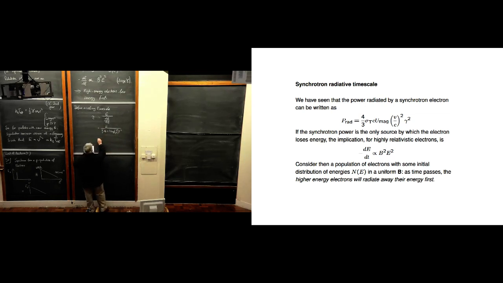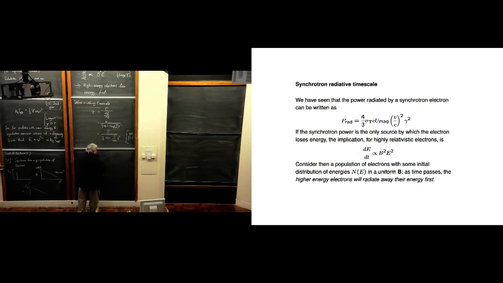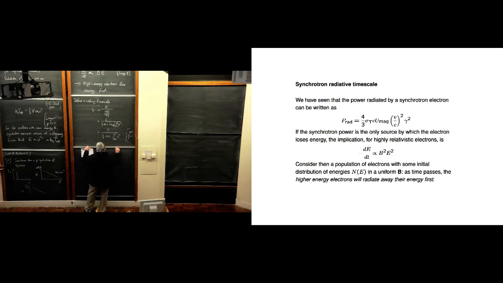And just to be explicit about the magnetic field, because that's something we'll come back to in a minute, we get 4 over 3 sigma T c, B squared over 2 mu naught, and then gamma squared. So for large gamma, we set v over c obviously equal to 1. Now, that's a timescale which will give you the first order term in any.